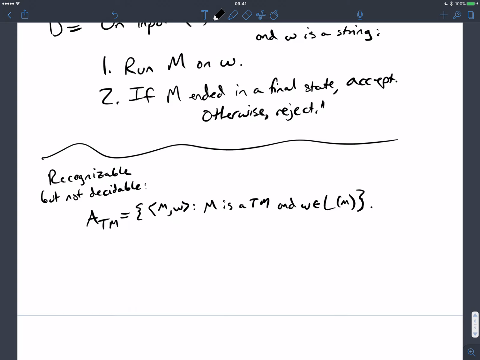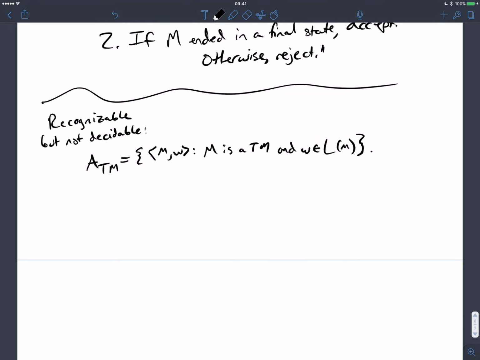And the strategy of just running the machine on the input certainly can take an infinite amount of time. But that does not prove that there is no algorithm for ATM. If we want to prove that ATM is not decidable, then we'll need some other techniques. Okay?